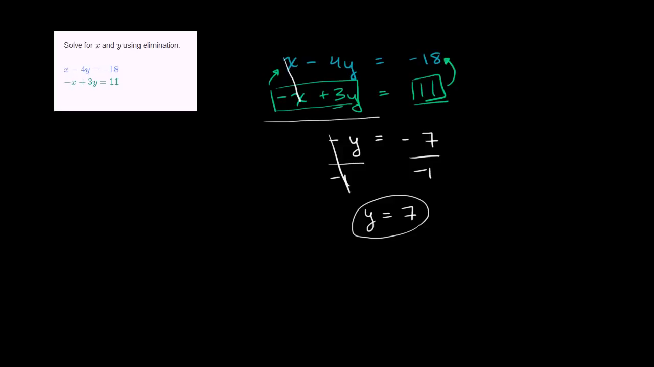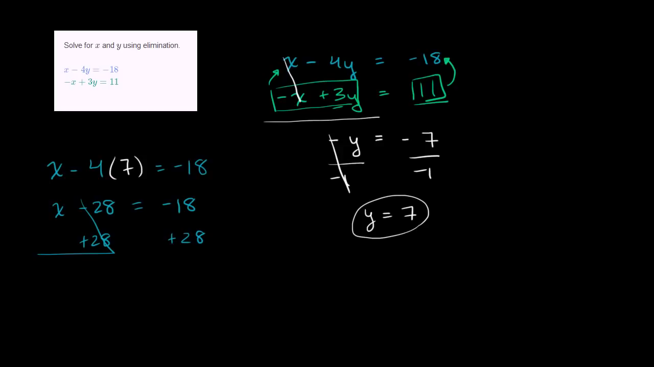So we have x minus 4 times y, but now we know that y is 7. We know that y is 7 at the point that satisfies both of these equations. So 4 times 7 is equal to negative 18. Let's simplify it. You get x minus 28 is equal to negative 18. Now to solve for x, and we've done this many, many times before, we just add 28 to both sides. So let's add 28 to the left, 28 to the right, and we are left with x is equal to negative 18 plus 28, which is the same thing as 28 minus 18, which is 10.